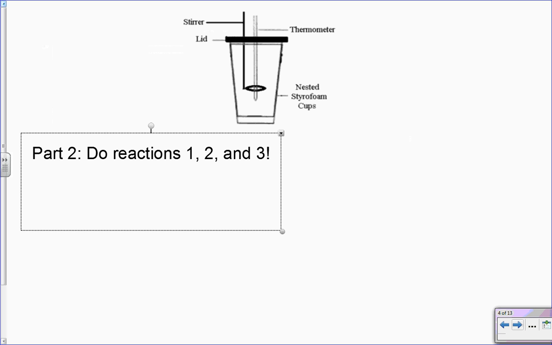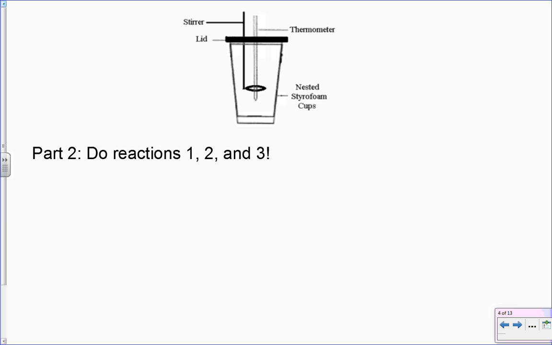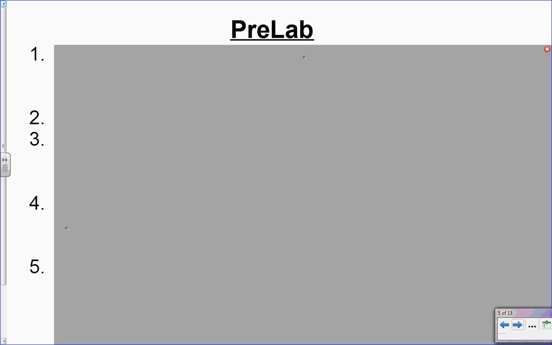Now, in part two, what we're really going to be doing is our three chemical reactions. So you're actually going to carry out reaction 1, 2, and 3 inside your coffee cup calorimeter and measure those values. So that's what we're going to be doing really in part two of the lab. Now, some reminders about pre-lab stuff. So things you should know for doing this lab.